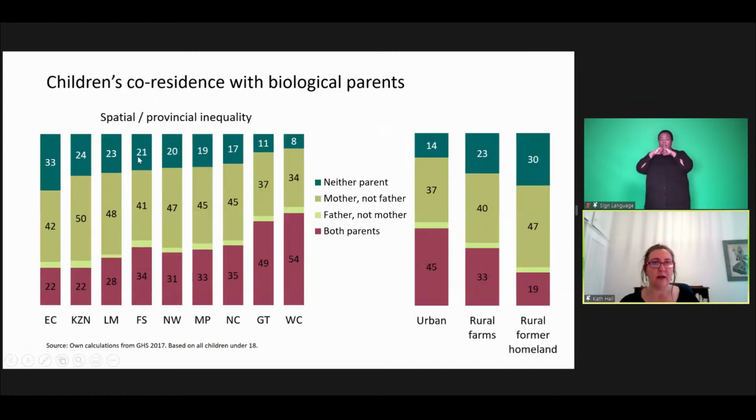We also see spatial inequalities. And of course, we have to bear in mind the link across provinces. So in the Eastern Cape, children who have missing parents, one might often find those parents in the Western Cape because of these urban rural linkages.